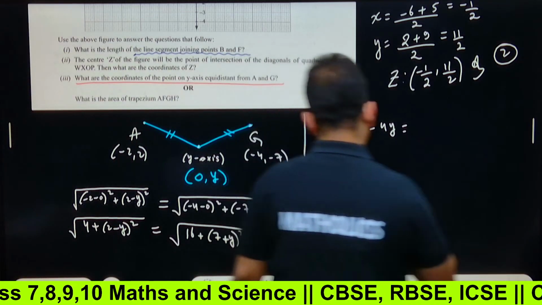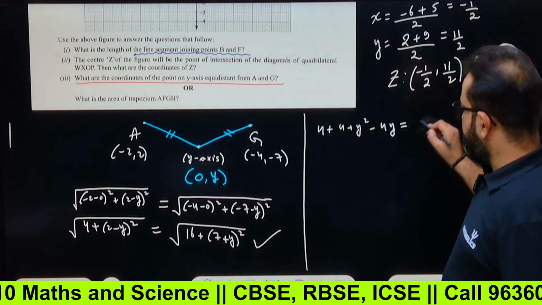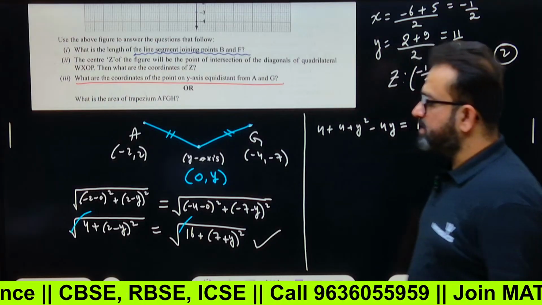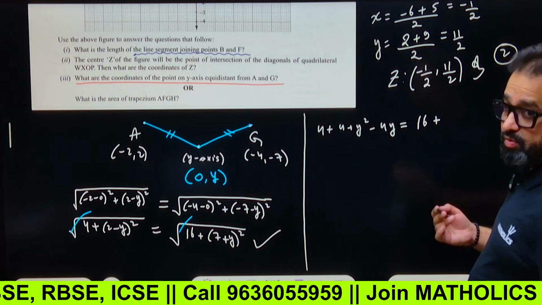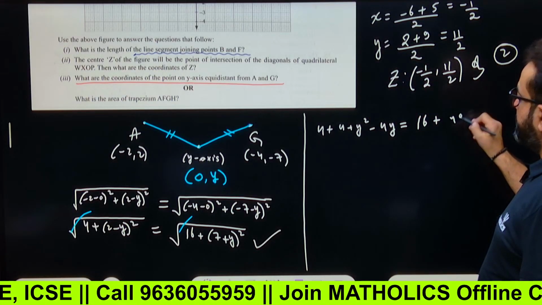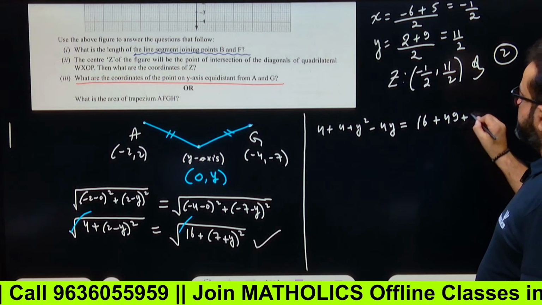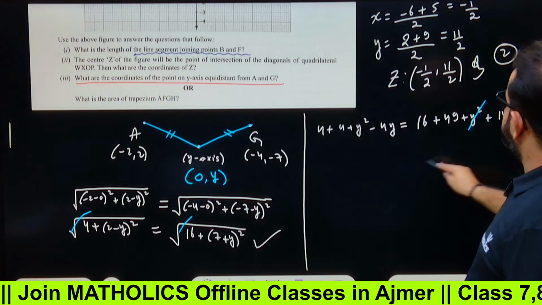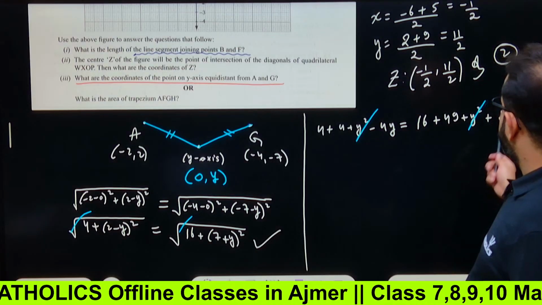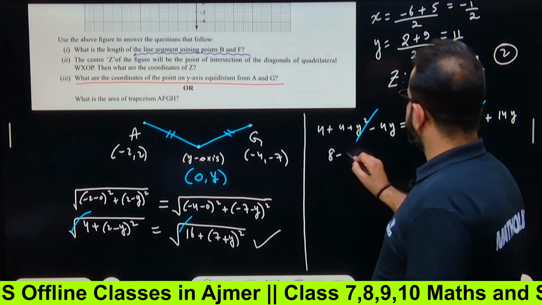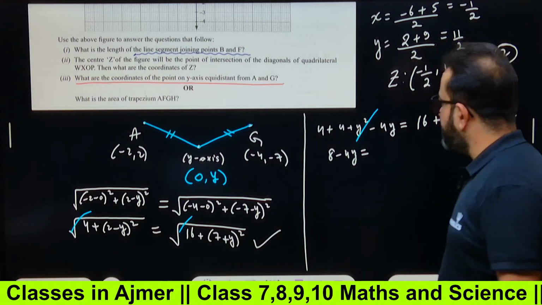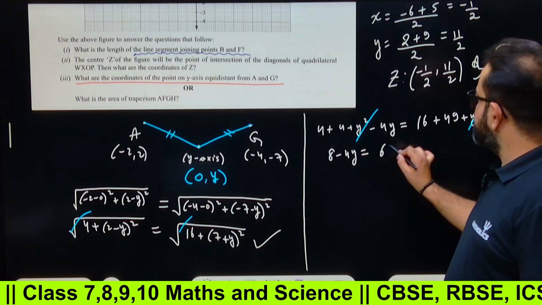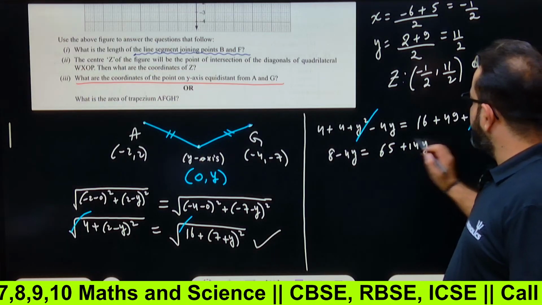Now, next thing, similarly 16 plus (7 plus y) whole square. By squaring, these under roots have been removed. a square, b square, 2ab means 49 plus y square plus 2ab, 2 sevens are 14y. See, y square got cancelled, right? Bring the y terms on one side: 4 and 4, 8, minus 4y equals 16 and 49. Add 49 and 16, 65, plus 14y.